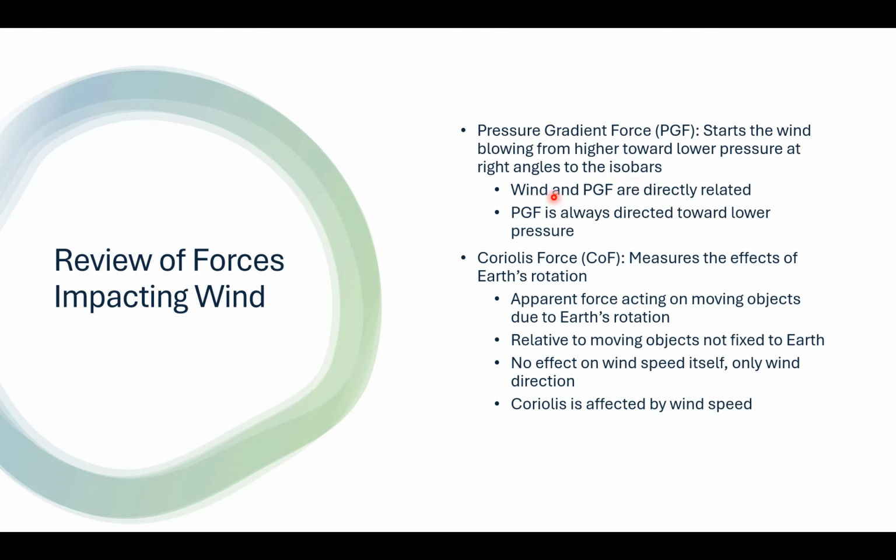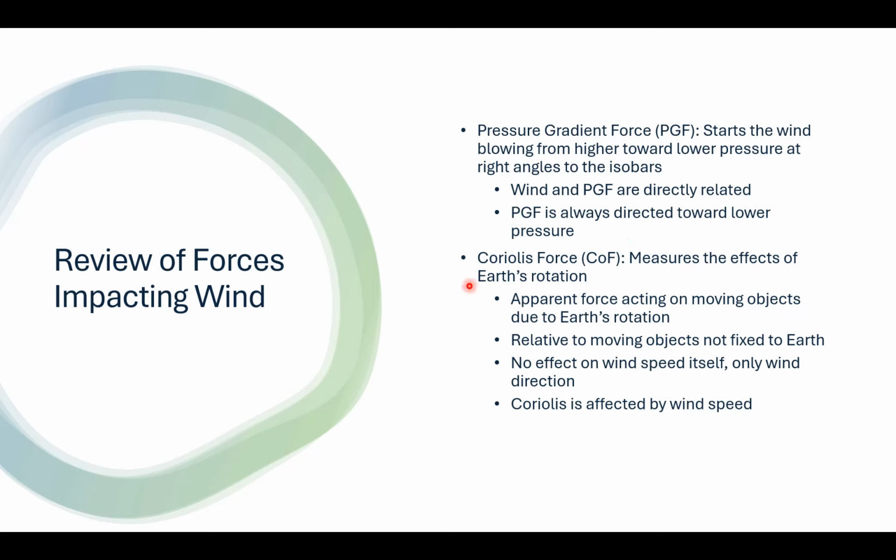Now, one thing again to remember is the wind speed and the pressure gradient force are directly related. So stronger wind speeds generally occur as a result of stronger pressure gradient force. The pressure gradient force is always going to be directed from high toward lower pressure.